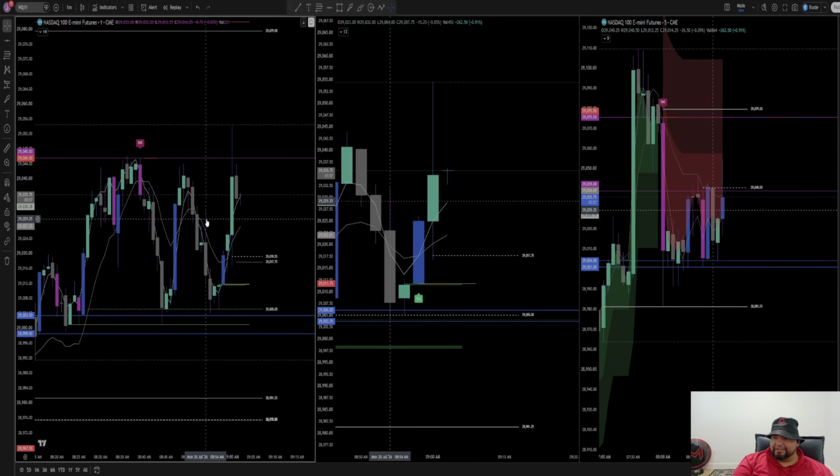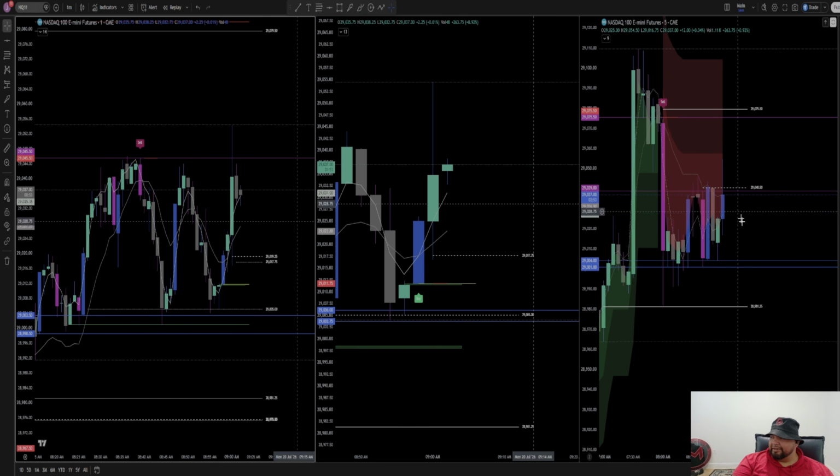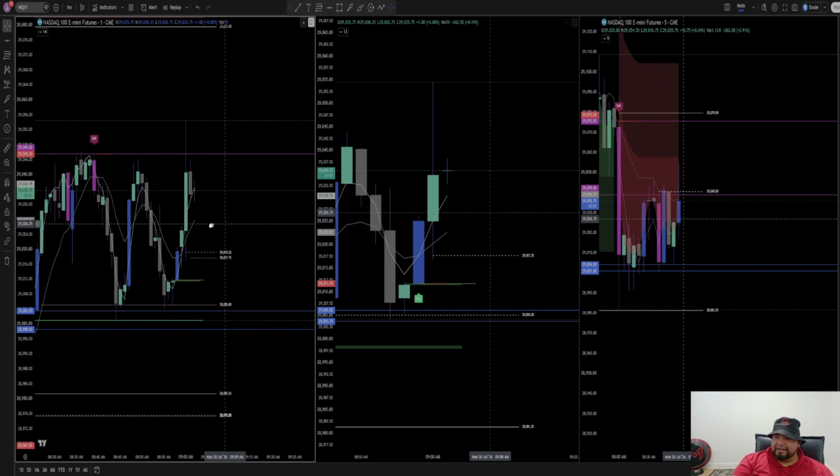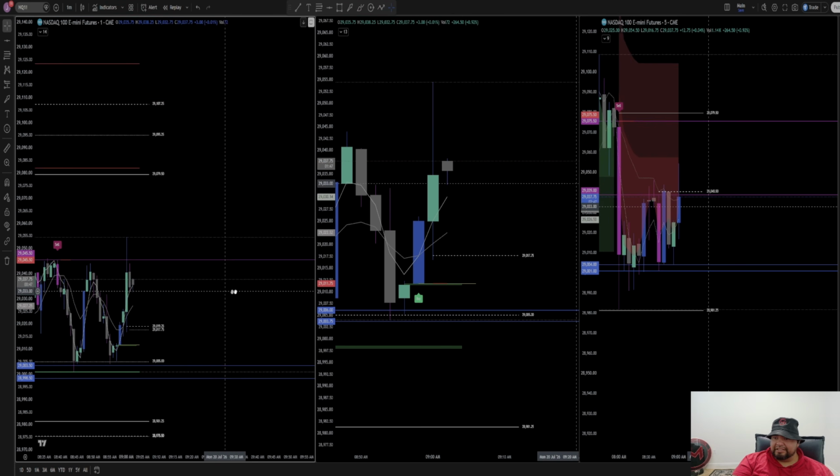So that's your range right now. Your range is up here and down there, right? This top area and then below. Can it break out, or are we going to continue to range here until market opens and then it's going to decide a direction?